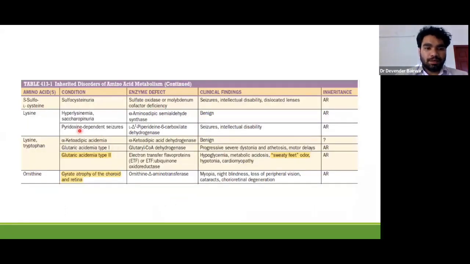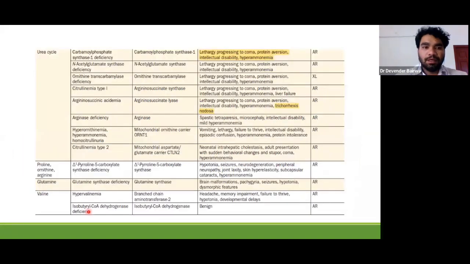Then let's focus on lysine and tryptophan metabolism. Glutaric acidemia type 2. The peculiar feature of this disease is the sweaty feet odor associated with it. Then there is ornithine deficiency. It presents with gyrate atrophy of the choroid and retina. This is an MCQ which has been frequently asked.